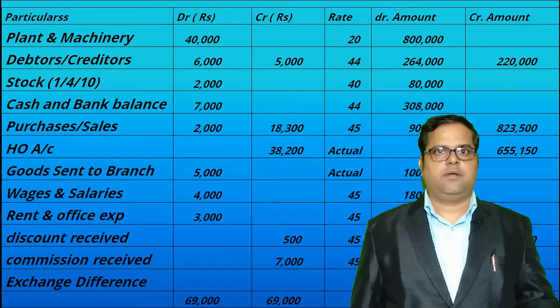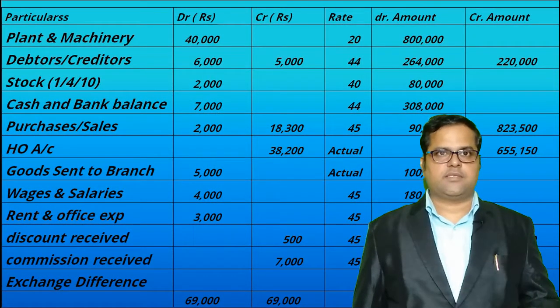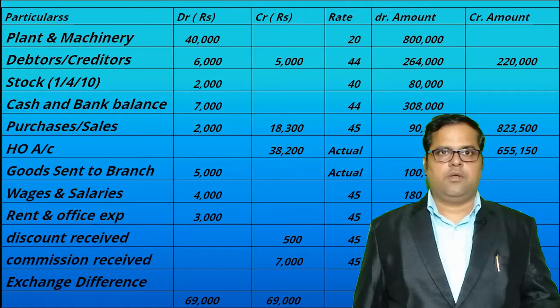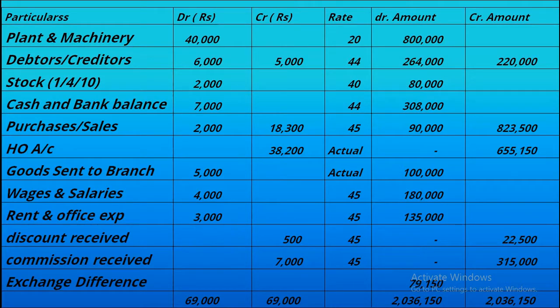Now students, while solving the sum, the first thing you have to do is draw this new trial balance. This will have the first 3 columns as they are, which were provided to you in the question. The next, 4th column will be the rate of exchange applicable to each and every item. Then we will multiply the debit and credit items with this exchange rate to get the new amounts in the new trial balance, which will be in rupees.